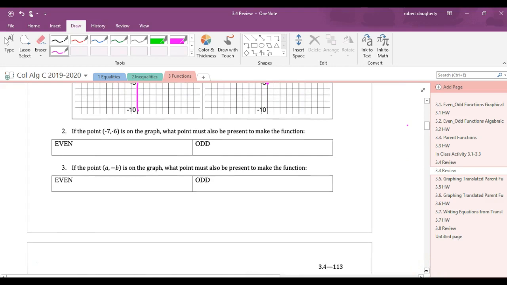If the point -7, -6 is on the graph, what points must be there to make the function even? If the function is even, I'm going to have 7, -6. That is, for the opposite x value, I get the same y value. If it's odd, I'm going to have to get 7, 6. I get the opposite y value. If a, -b is on a graph, if this function is even, I'm going to have -a, -b. If this function is odd, I'm going to have -a and b on the graph.